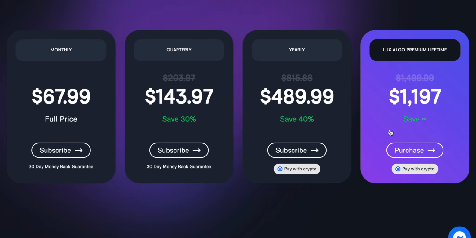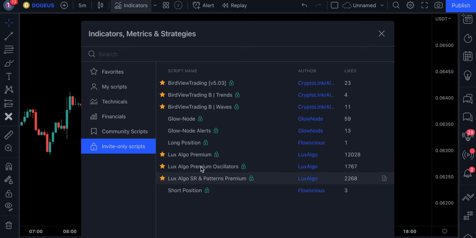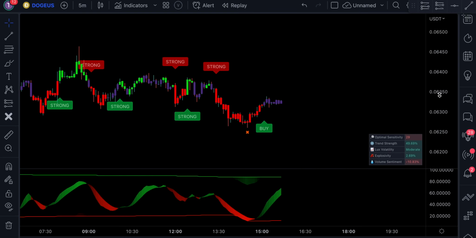I personally chose the monthly plan for $67.99, which is quite expensive in my opinion. The premium subscription includes these 3 indicators. For today's strategy I'm going to be using these 2, Lux Algo Premium and Lux Algo Premium Oscillators. Okay, for my backtesting I'm going to be using the price of Dogecoin on a 5-minute time frame.